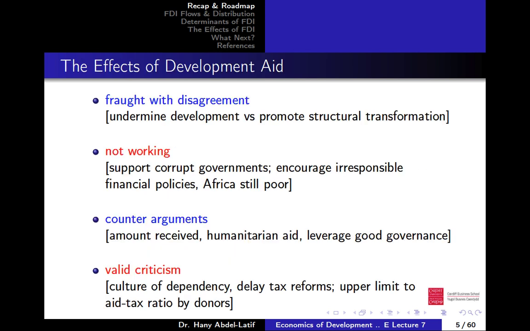Then we moved to talk about the effects of development aid. And we saw how this is a debatable discussion.